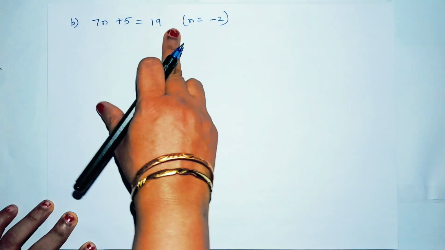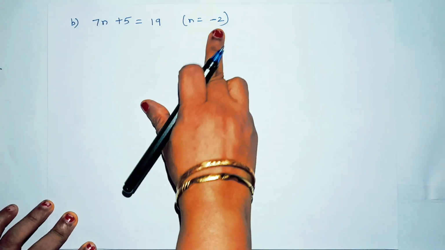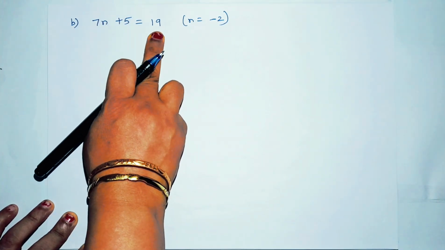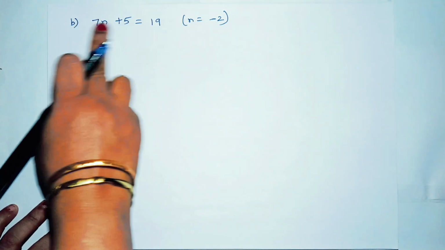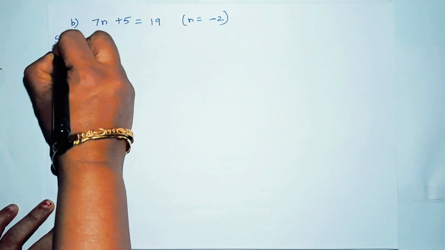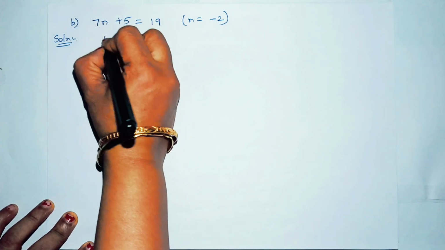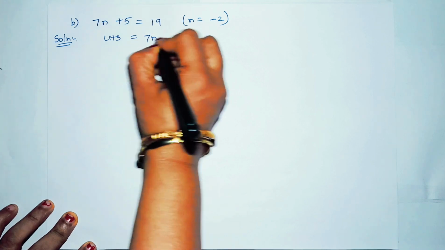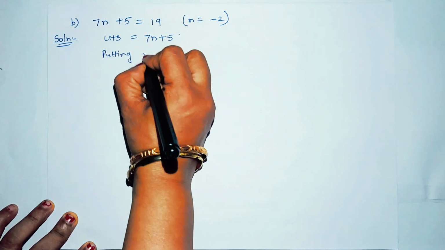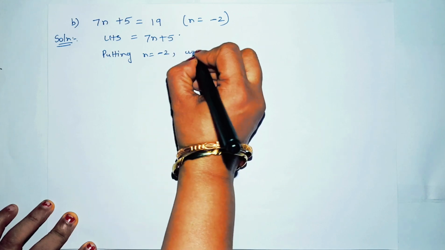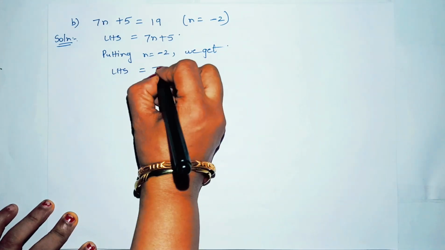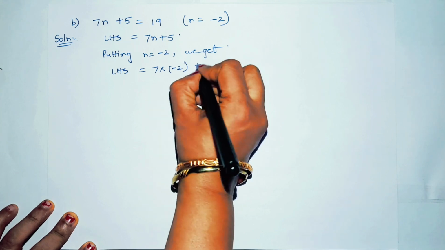You have to check whether the value given in the bracket is a solution of the given equation or not. This can be found out by the LHS-RHS method. Solution: first you have to consider LHS, 7n plus 5. Substituting n is equal to minus 2, we get LHS as 7 into minus 2 plus 5.